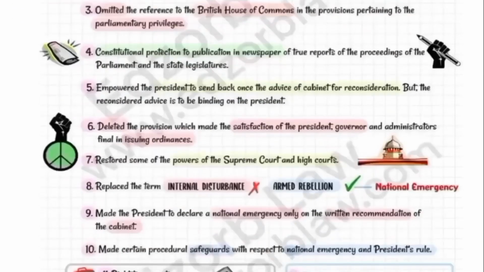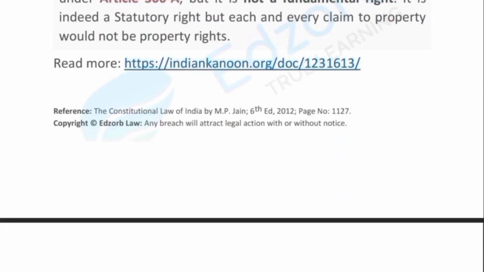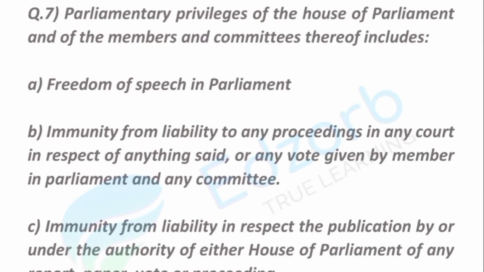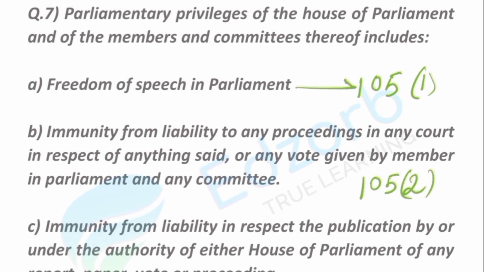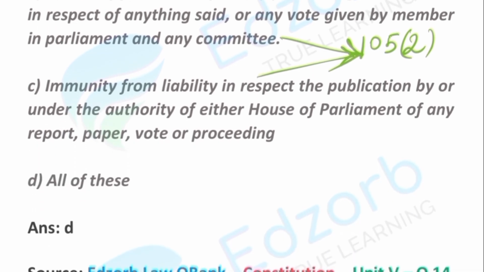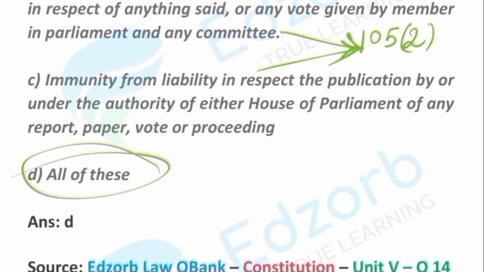This brings us to the seventh question, which is talking about parliamentary privileges. Now, as you all know, parliamentary privileges are enshrined within Article 105 of the Constitution of India. So now let us go option by option and get the answer. So 7A directly pertains to Article 105(1). 7B and C directly pertain to Article 105(2). Therefore, the correct option in this case was option D.